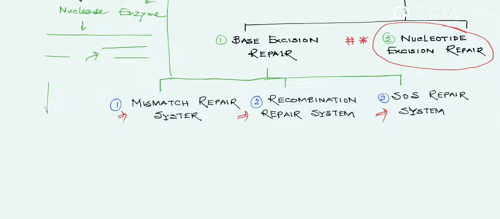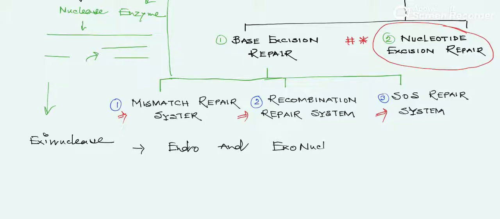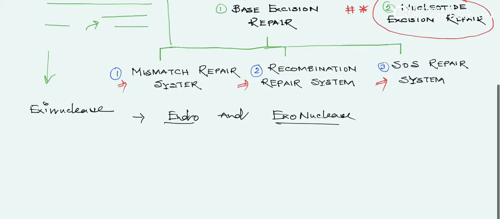Let's move forward. In nucleotide excision repair, the enzyme's original name is excinuclease. It is quite different from endonuclease and exonuclease. Please don't confuse it with endonuclease and exonuclease. They don't have the kind of activity that endonuclease and exonuclease show. They play different roles in DNA metabolism.